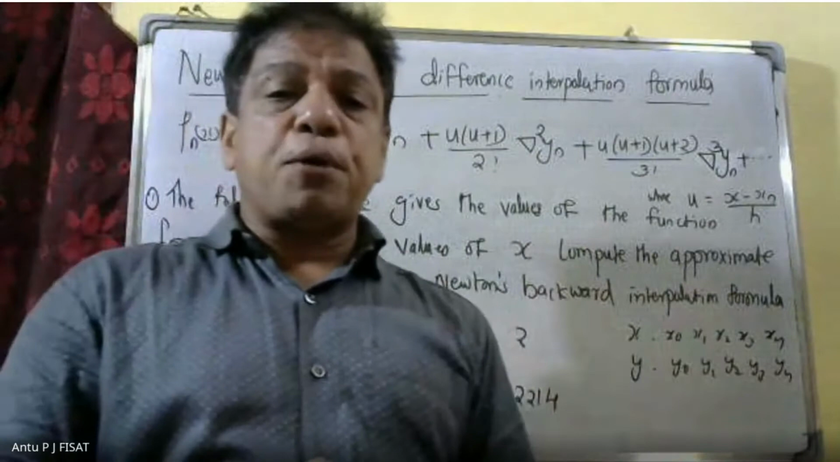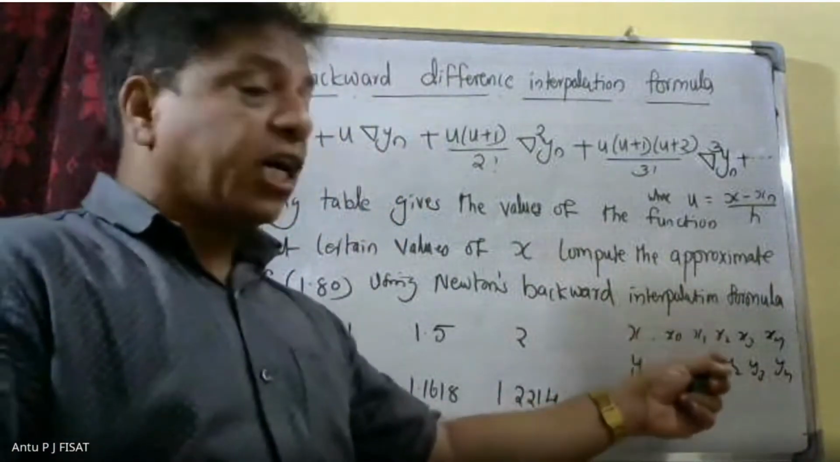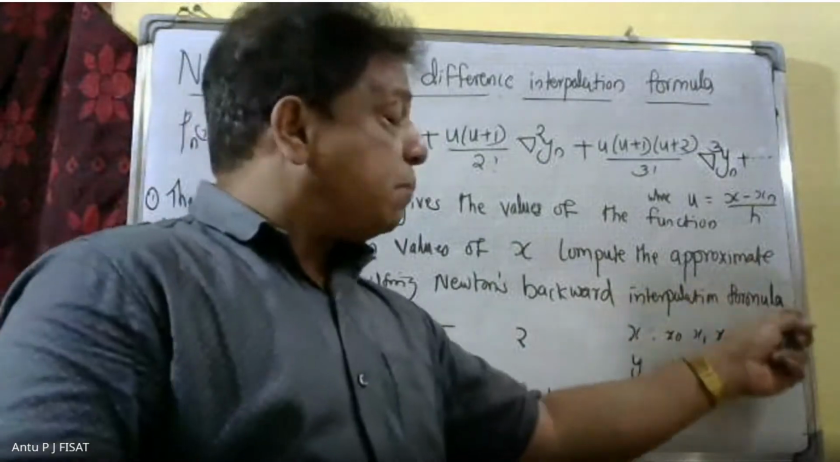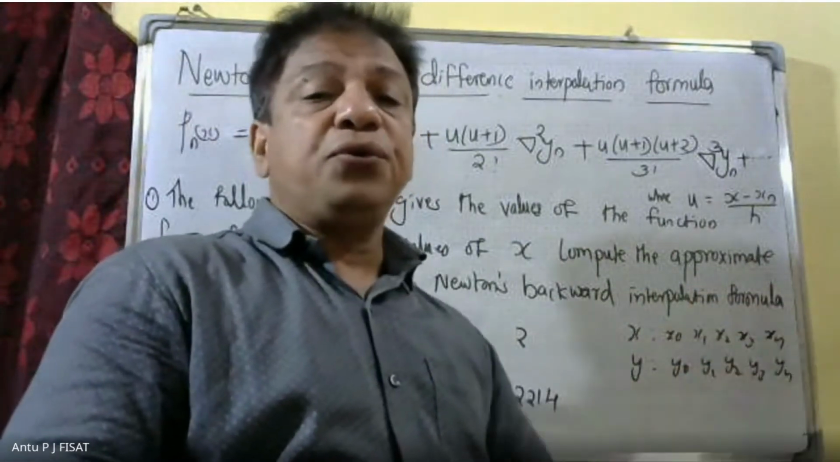Newton's forward interpolation formula is used in the beginning case, where we have to find out the corresponding y value near the beginning of the table. In Newton's backward interpolation formula, the x value we have to find out lies near the end.